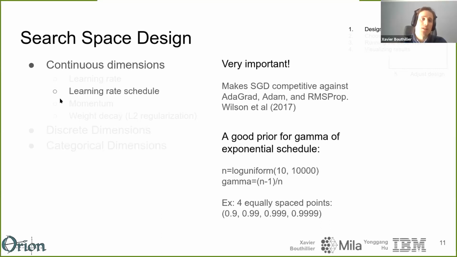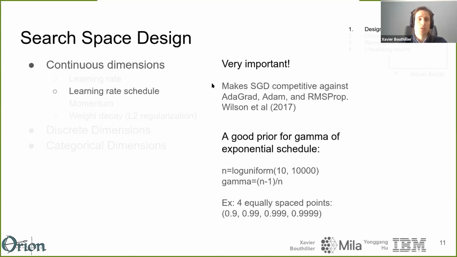And so the next continuous dimension that I give as an example is the learning rate schedule. It can be not continuous if it's a learning rate schedule that is by step, okay? But if you think of an exponential schedule with a gamma, which is the rate at which the learning rate is decaying, this is a continuous dimension. And this is a very important one that often I don't see being optimized; it is kept fixed. Because it makes stochastic gradient descent competitive against most other optimizers.